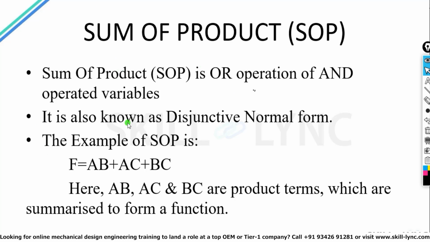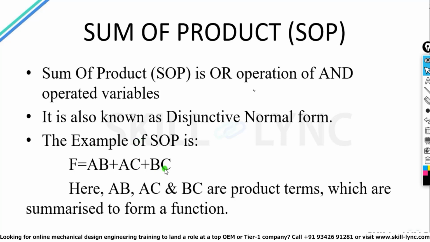Let's take an example of SOP. F equals AB plus AC plus BC. Basically three variables are there, A, B, C, and we are taking the product terms between these variables. Product term means you are putting an AND operator. Just like BC, AC, AB, these are the product terms.